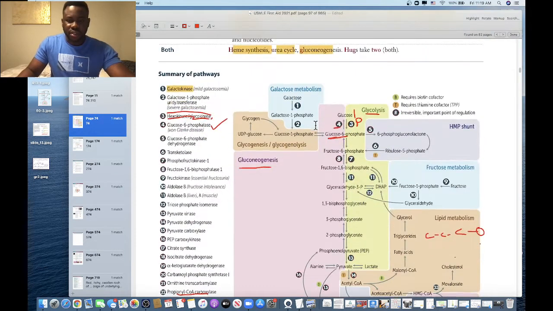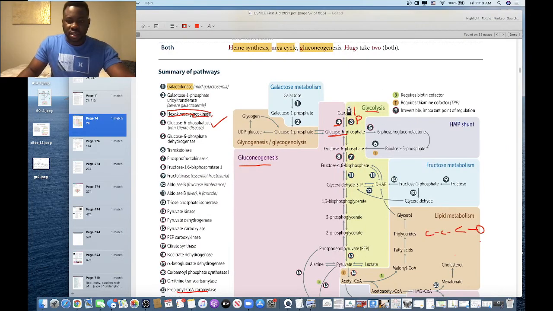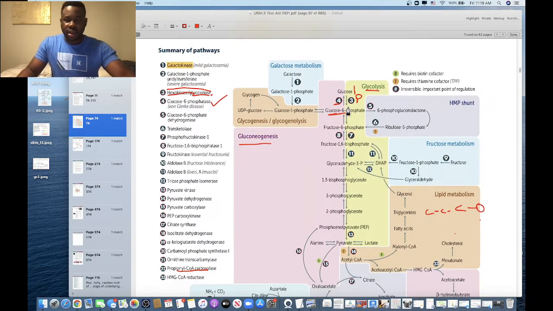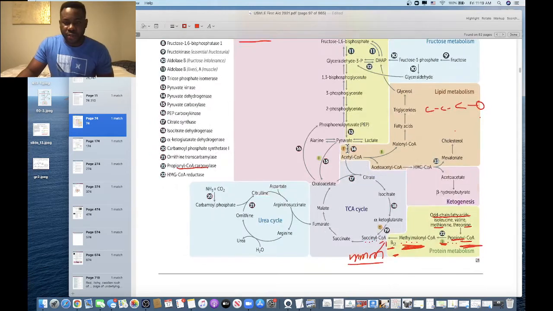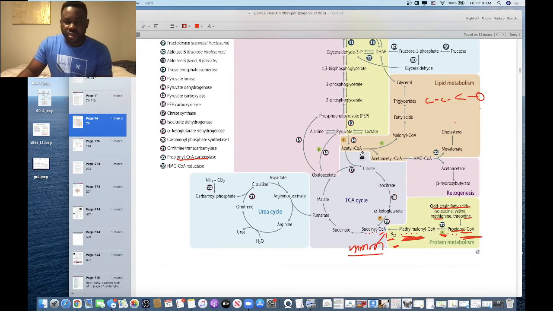On page 74, this is glycolysis. In glycolysis, we break down glucose to make pyruvate, and pyruvate makes oxaloacetate. Oxaloacetate can be used to make citrate, and our citrate will go into the Krebs cycle and then become oxaloacetate, and then the cycle continues.